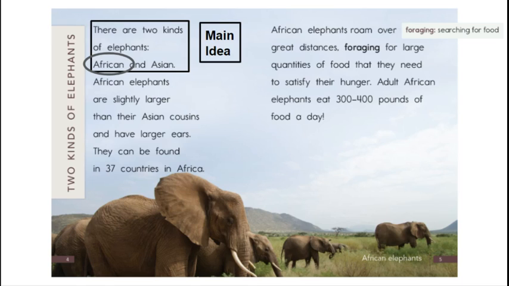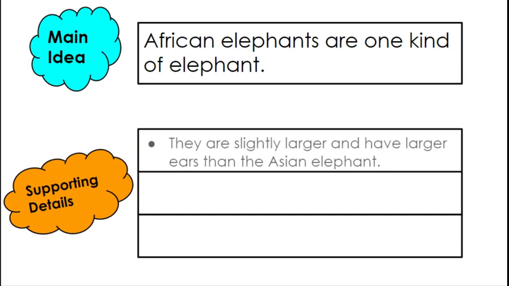African elephants are slightly larger than their Asian cousins and have larger ears. That seems to be comparing them to the Asian elephants. So I'm going to put in here that they are slightly larger and have larger ears than the Asian elephant. I combined those two for this one because it was comparing it to the Asian elephant. I can start the sentence with "they" for my supporting detail because I already know I'm talking about African elephants.